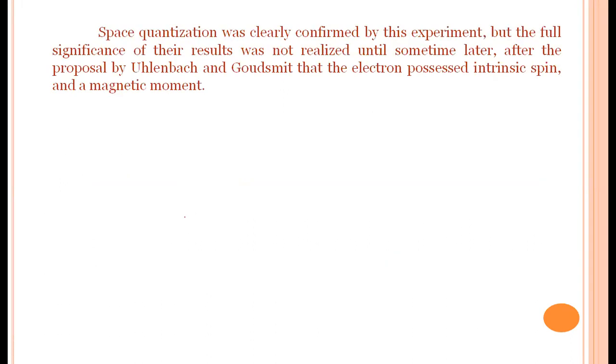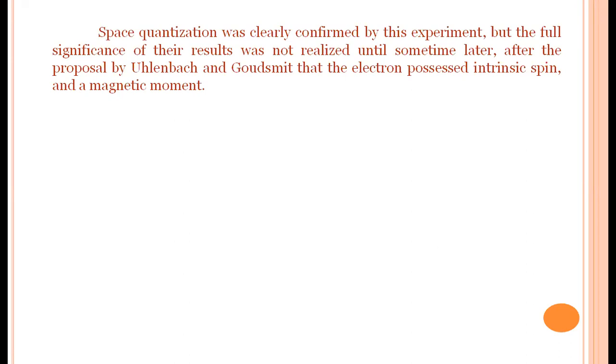So up to now, our discussion about this experiment confirmed the quantization of space. Because when the beam passes through the inhomogeneous magnetic field, it moves along the positive z-axis and the negative z-axis, which confirms this spatial quantization. That is the first part of the vector atom model. But what about the second part?